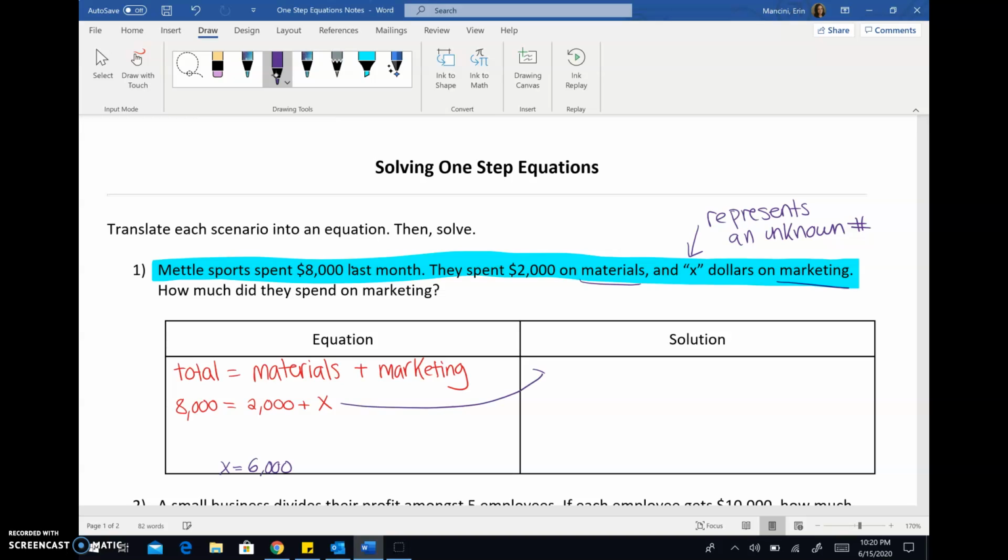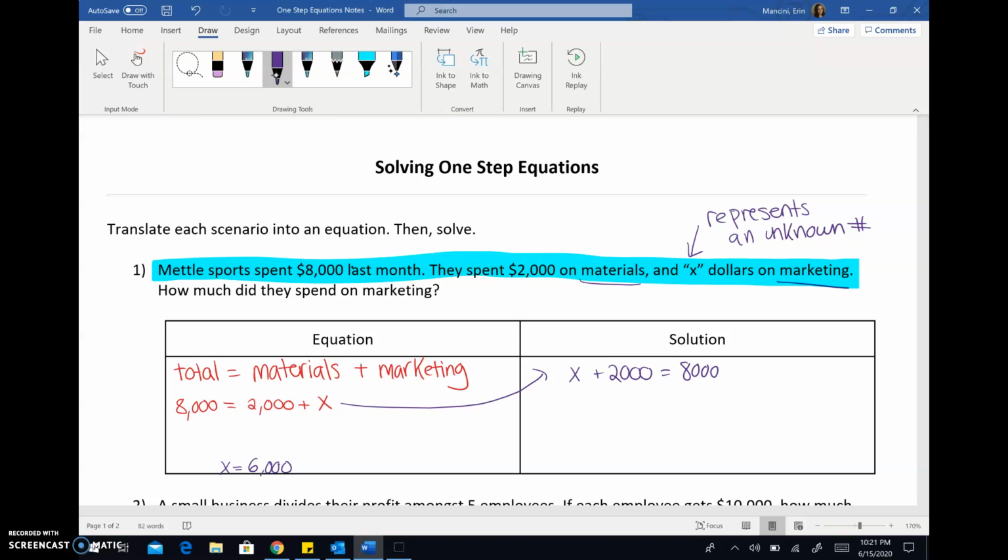Just keep in mind that this equation here means the exact same thing as X plus 2,000 equals 8,000. Doesn't matter the order, because this still says marketing plus materials is 8,000 total. And remember, 2,000 plus X is the same as X plus 2,000, because 2 plus 3 is the same as 3 plus 2. Okay, so order doesn't matter. This is the exact same equation. You can always rearrange if that makes you feel better.